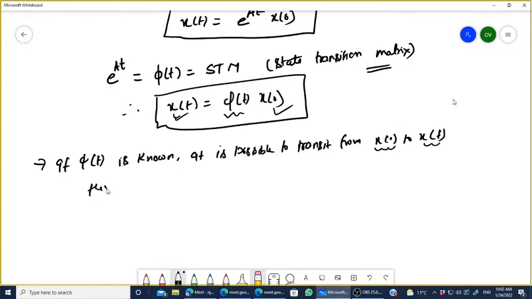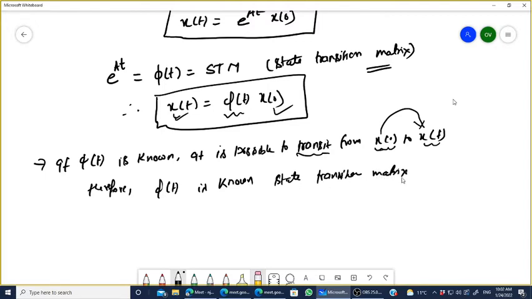So therefore phi t is known as the transition from x naught to xt. You will reach from x naught to xt, and therefore it is known as a state transition matrix, right? It is a transition from x naught to xt if you know the phi t, and therefore it is called the state transition matrix, STM, right? STM.